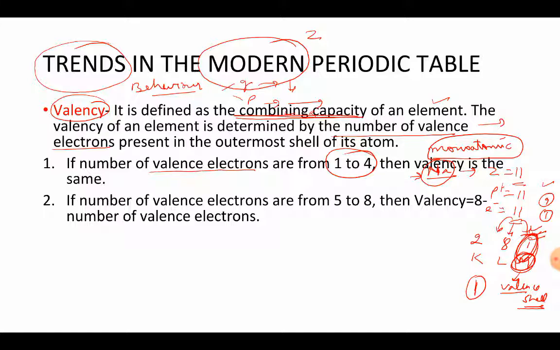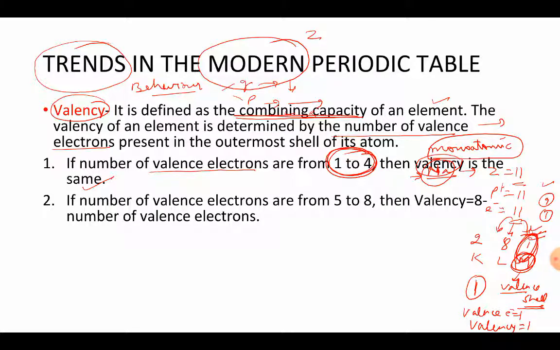Okay, so if the number of valence electrons is from 1 to 4, then the valency is also the same, right? So the valency comes out to be the same. We can say that for sodium, the number of valence electrons is equal to 1 and its valency is also equal to 1, because it follows the first rule.